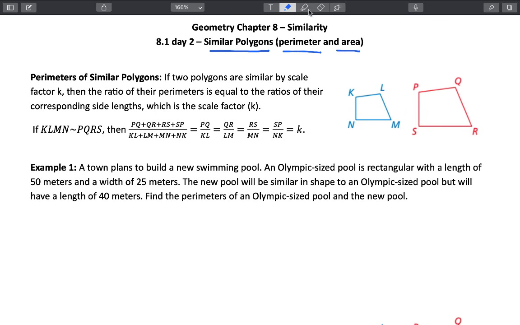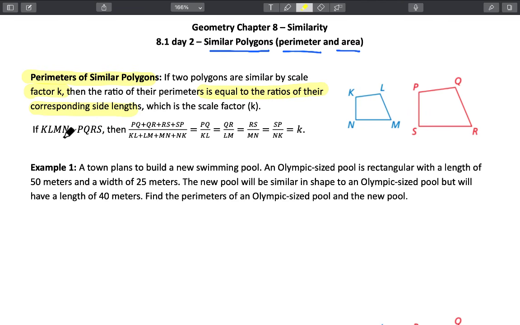So let's take a look at perimeters and how perimeters will differ in similar polygons. If two polygons are similar by a scale factor of k, then the ratio of their perimeters is equal to the ratio of their corresponding side lengths. In other words, the scale factor by which these polygons differ will be the same scale factor by which their perimeters differ.